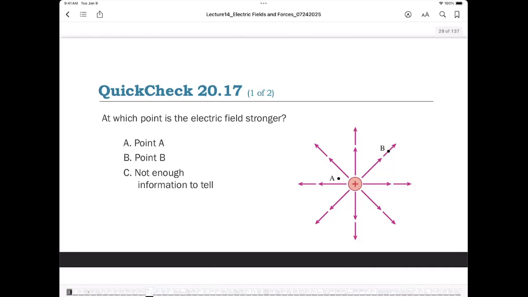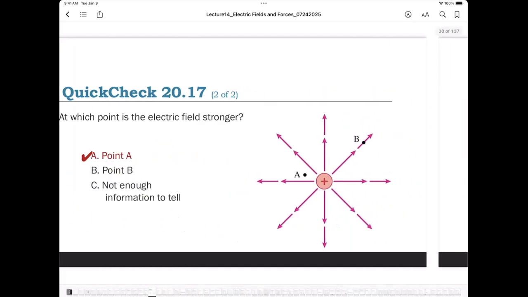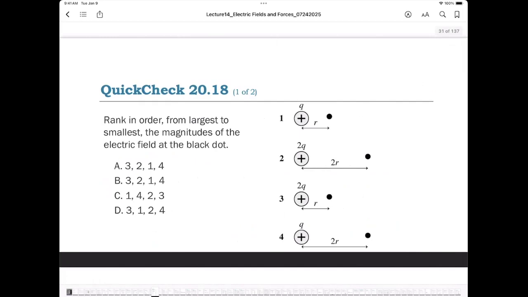At which point is the electric field stronger? You can see this is the source charge, and this is the electric field. The electric field equals kQ divided by R squared. This R is the distance, am I right? So for A, the R is smaller. For B, the R is bigger. The smaller R means the electric field is bigger. So the answer should be A. That makes sense to you? You just use this equation. And let's talk about the other one.